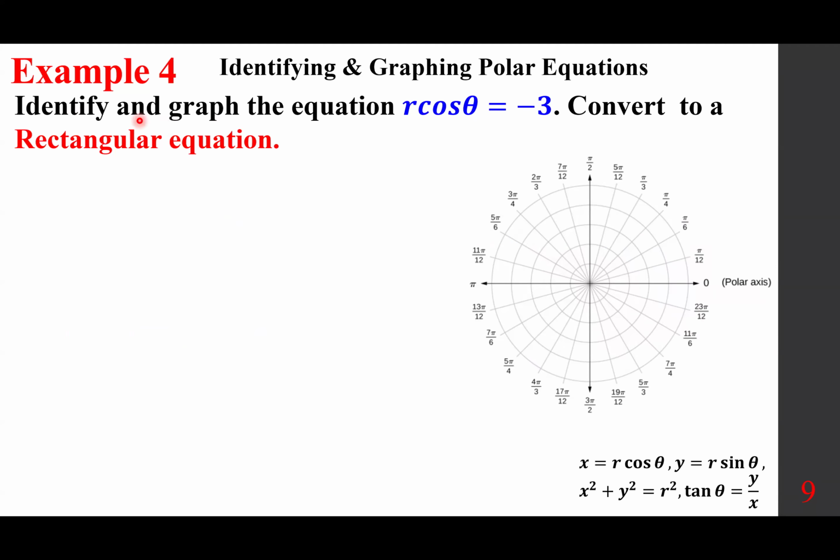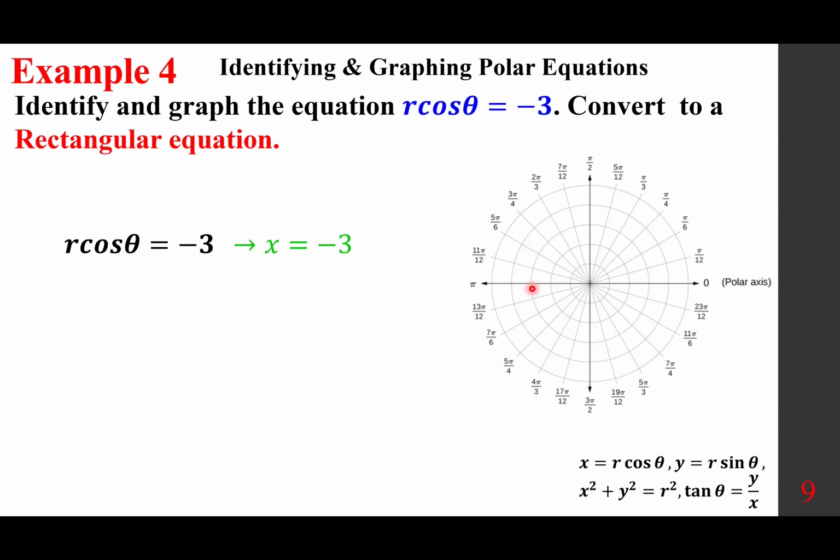We want to identify and graph this equation. R cosine theta equals -3. So we want to convert it to a rectangular equation. We go back down here and we see x equals r cosine theta. Therefore, r cosine theta represents x. We get x equals -3. R cosine theta is -3, x must be -3. X equals -3 is a vertical line.